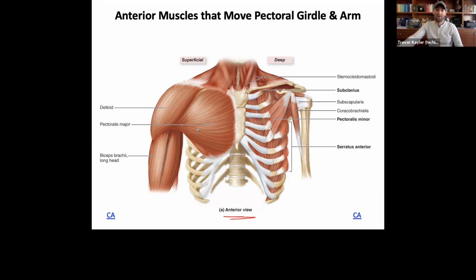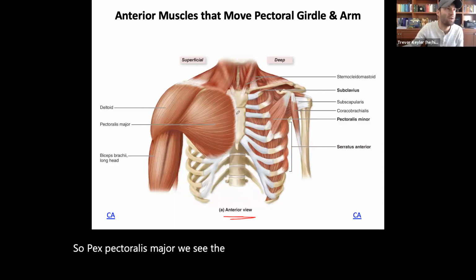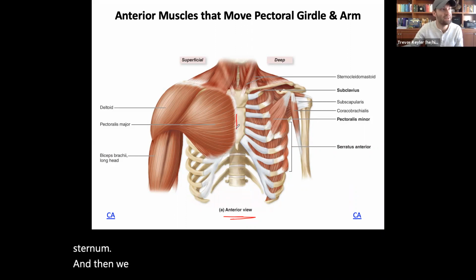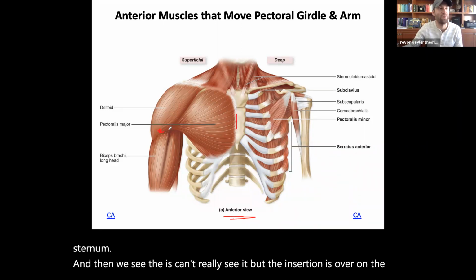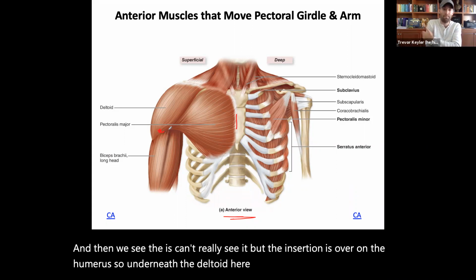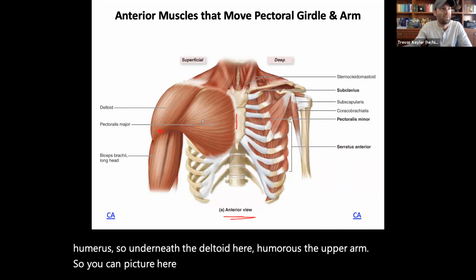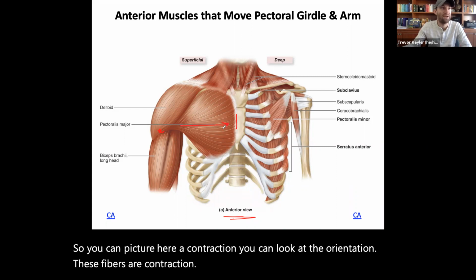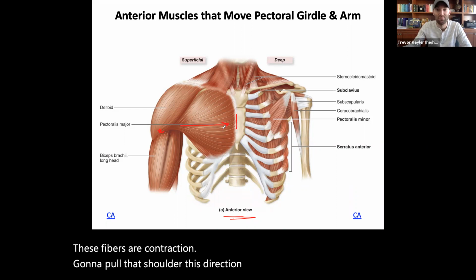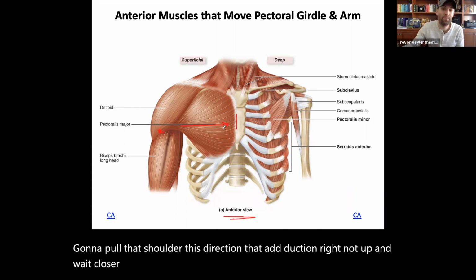So the pecs, pectoralis major, we see the origin is on the sternum. And then, you can't really see it, but the insertion is over on the humerus, underneath the deltoid here, the upper arm. So you can picture a contraction. You can look at the orientation of these fibers. It's going to pull that shoulder this direction. That's adduction, not up and away, closer to the midline. So that's kind of covering everything here on the superficial side.